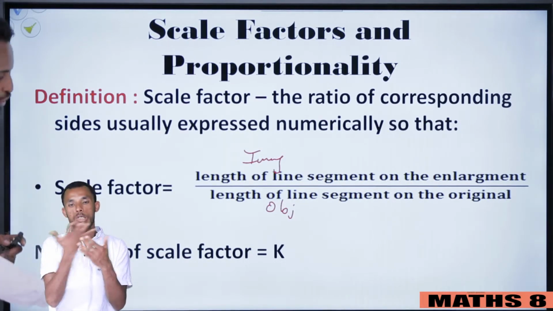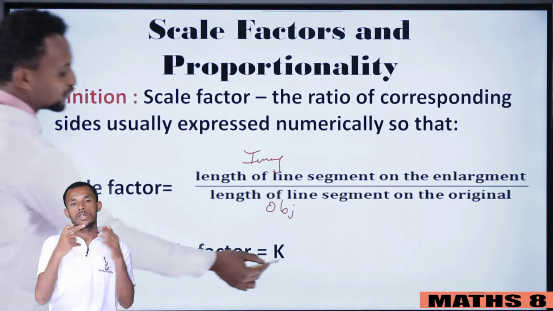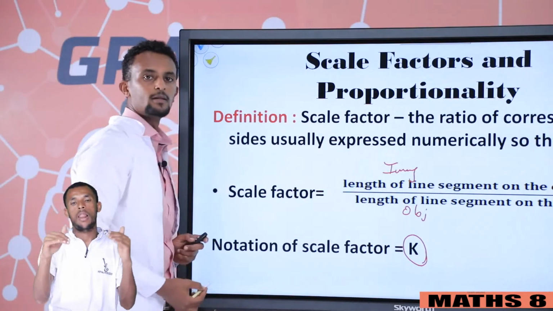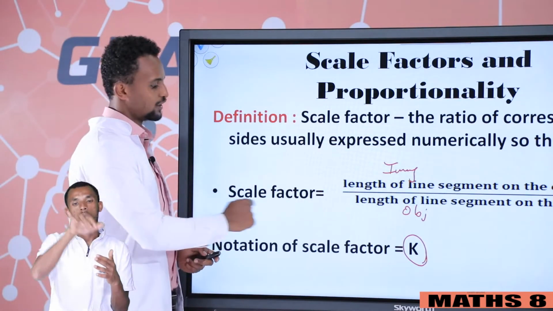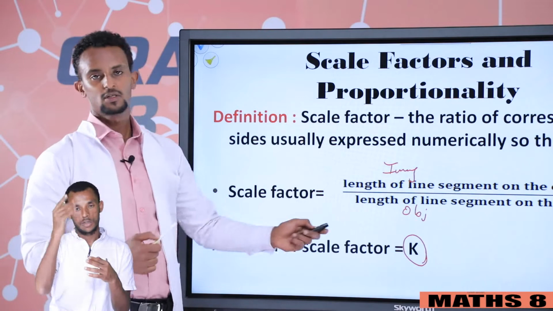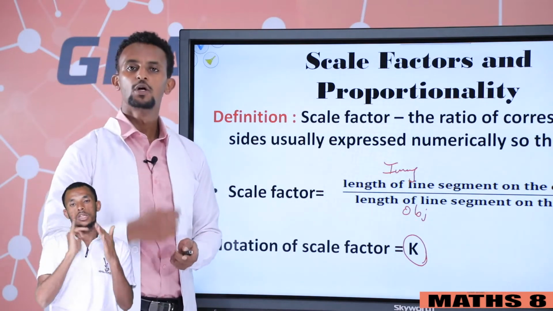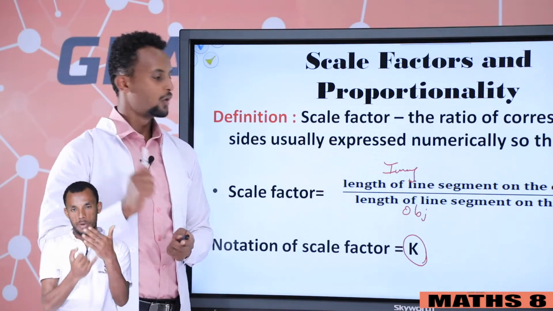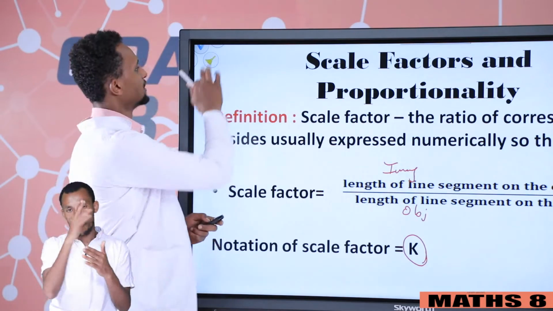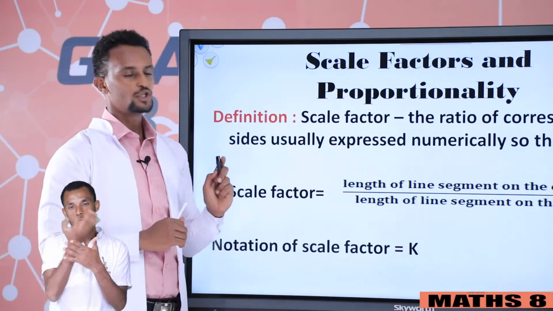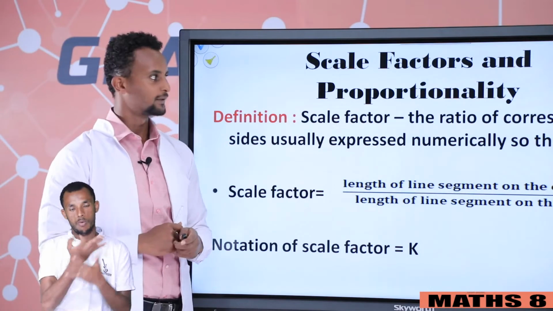The notation of the scale factor is denoted by capital K. Therefore, K is equal to image figure over object figure. This is the formal definition and formula of the scale factor.